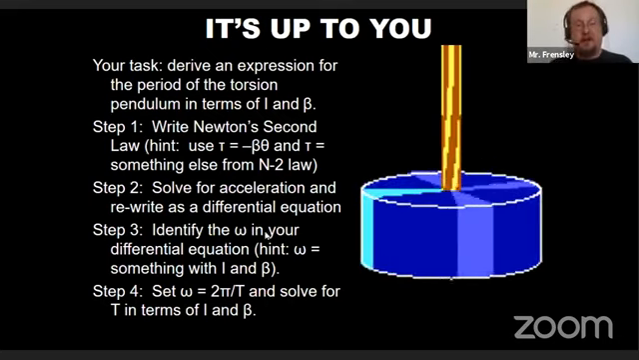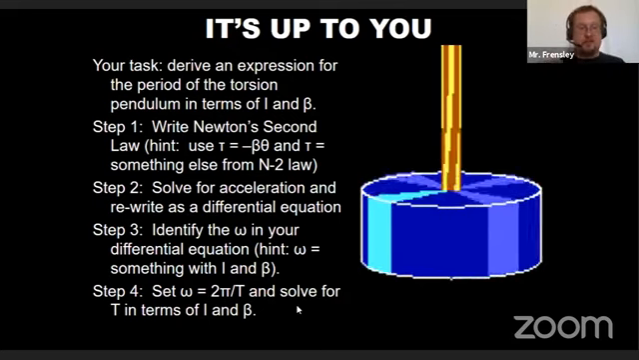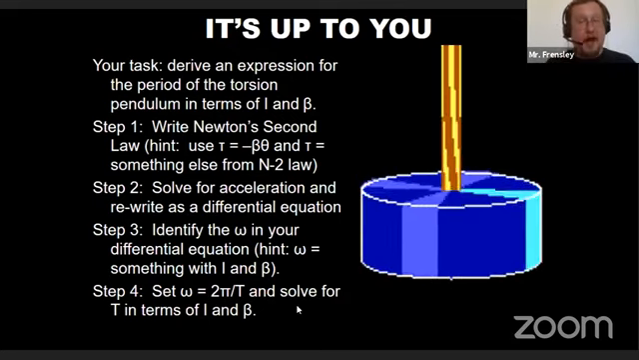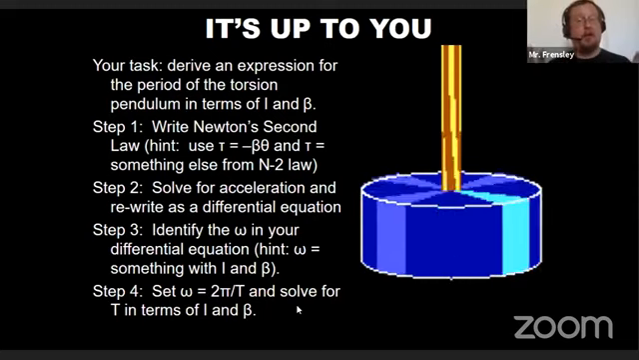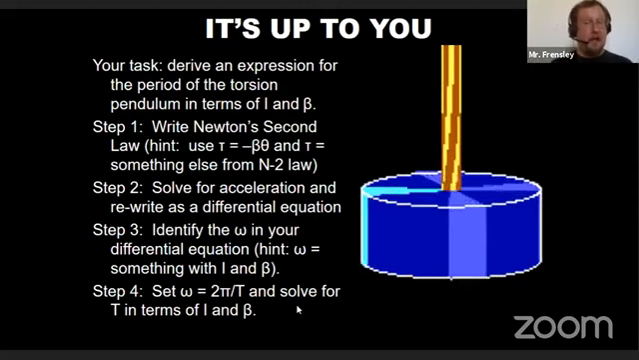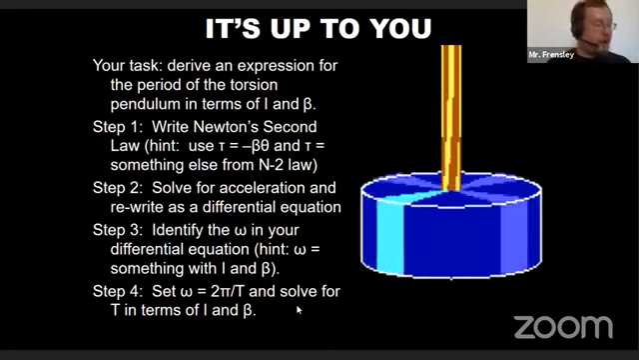So then you're going to set it equal to 2 pi over the period, and you're going to solve for the period in terms of I and beta. When you're done, your period will have a square root and an I and a beta and probably a couple of constants in it, right?